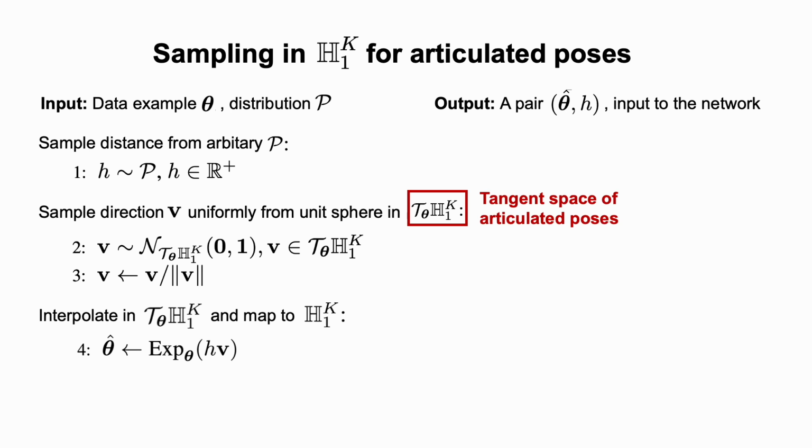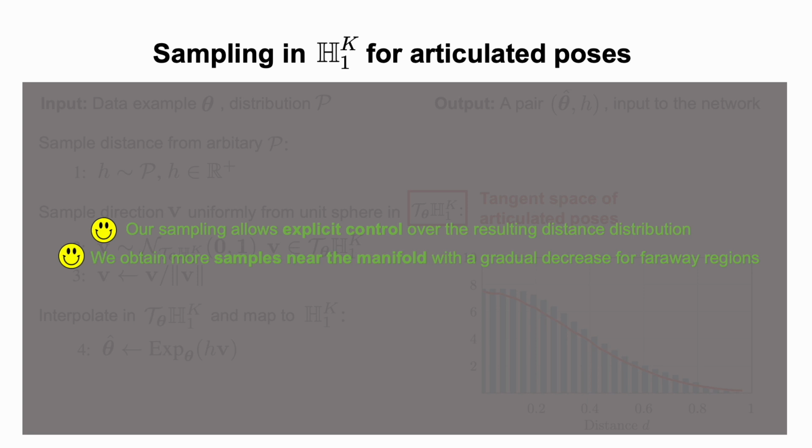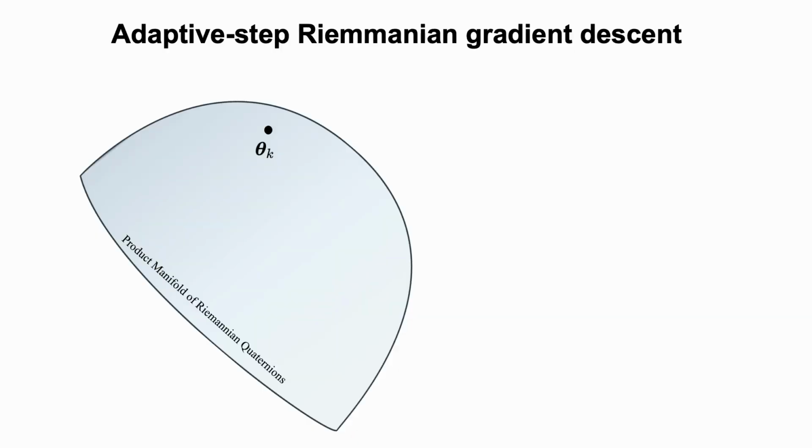The new sampling strategy provides us the desired distribution. Our sampling approach allows explicit control over the resulting distance distribution. Consequently, we obtain more samples near the manifold, which is good for the training of distance fields. Using the novel sampling method, we create negative training samples which we use to learn our proposed NRDF.